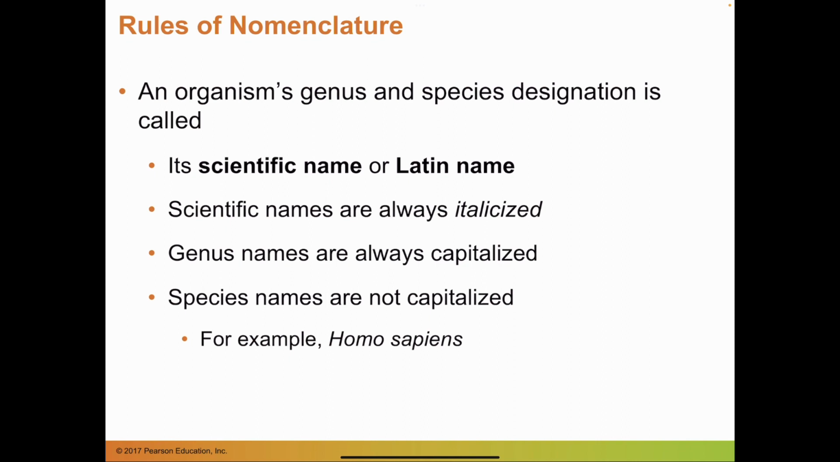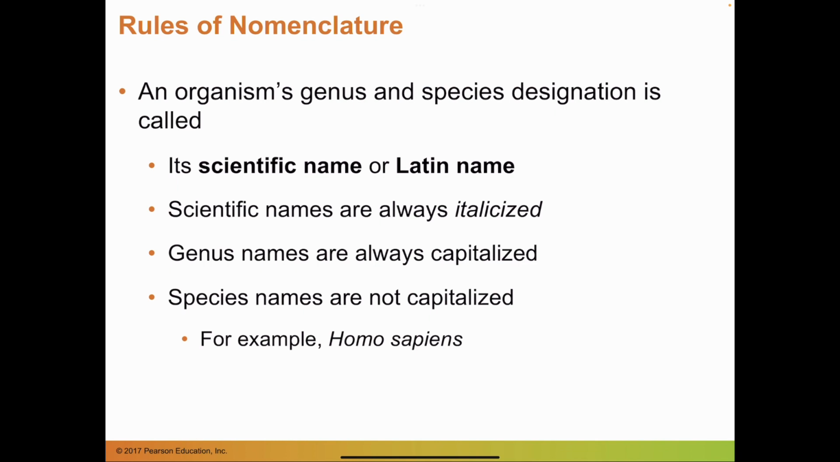So there are certain rules of naming your organisms. So this is called nomenclature, when you give a name to an organism. So the naming system consists of the genus and the species. And we call this a scientific name or a Latin name because most likely the scientific names are going to be in Latin.